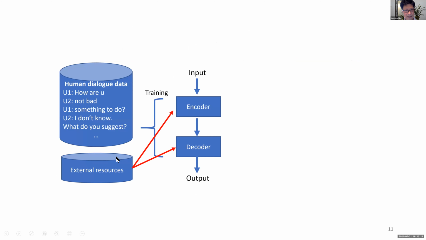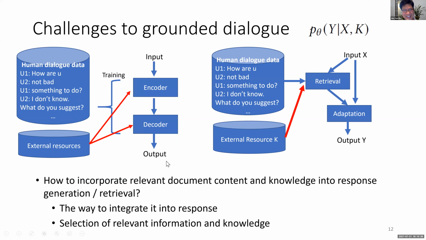So here I have this schema showing, I'm sorry, I should go here. So the goal of a grounded dialogue is to say, I have an input X, I want to produce an output Y, but also I have some external resource K here, and I want my output to be conditioned not only on the input, but also on the external resource. So that's the purpose of grounding.